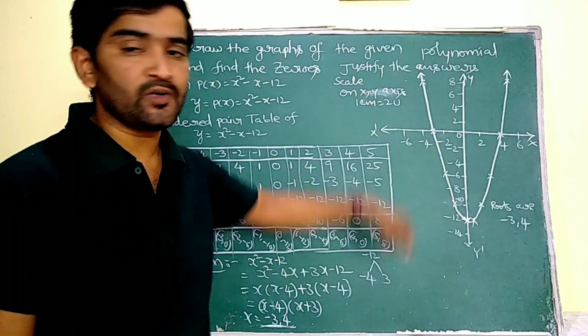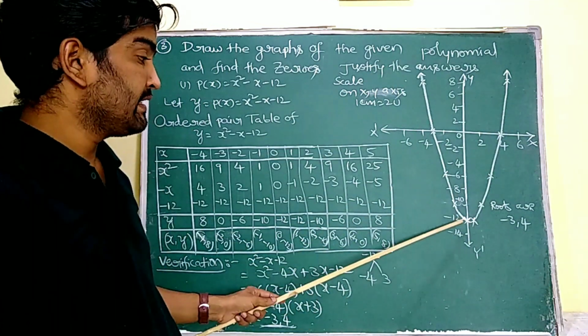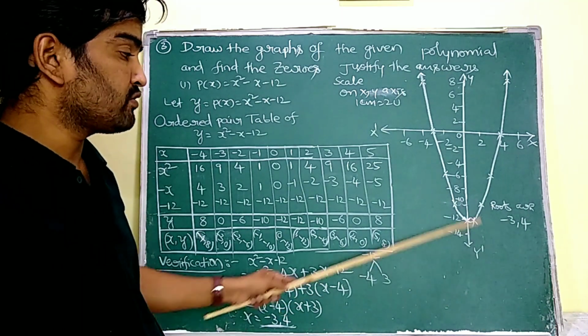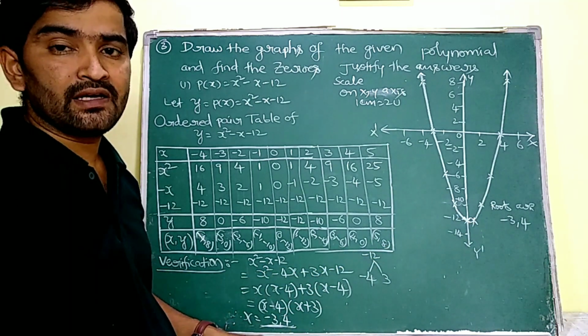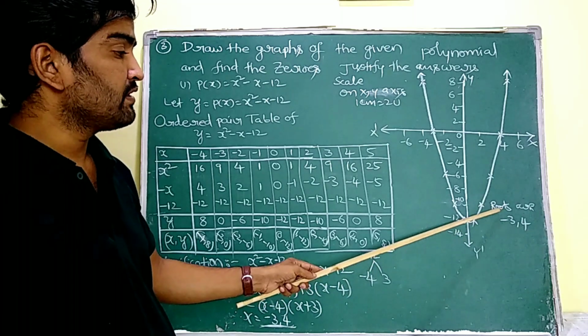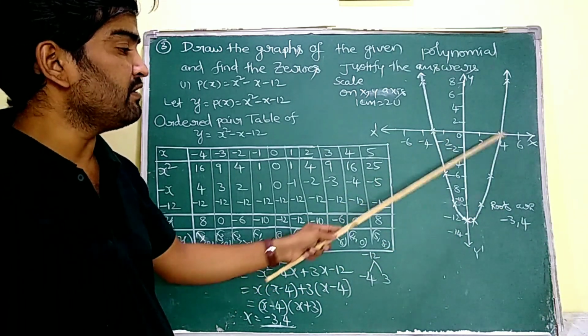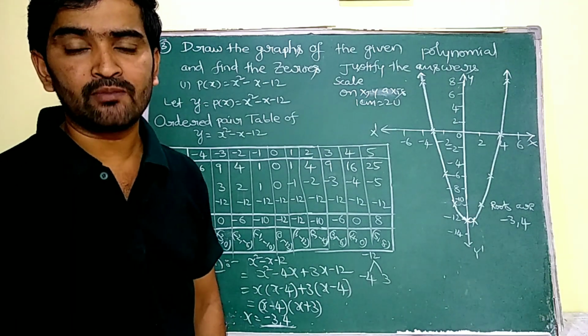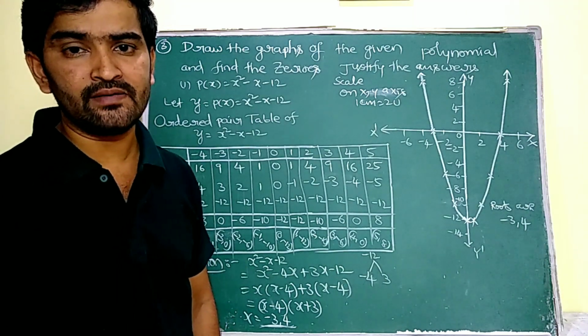Now join those points by the help of a scale. Here these two x's are side by side now. Just you have to join it in the shape of u. Therefore the roots are minus 3, 4. Okay now, in this way we are going to draw the graph. I am going to show you the actual graph.